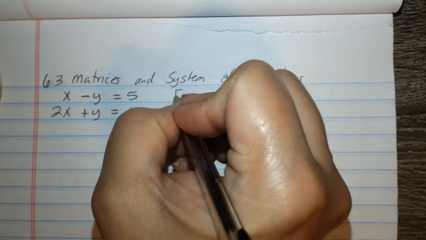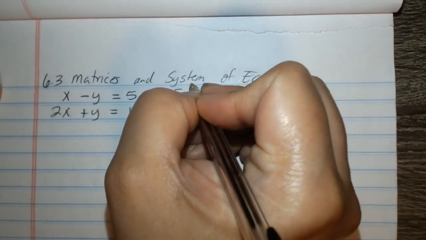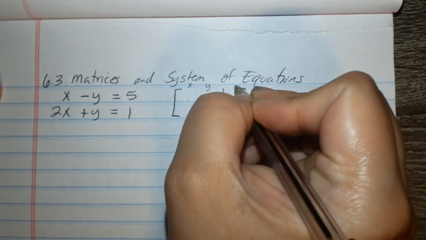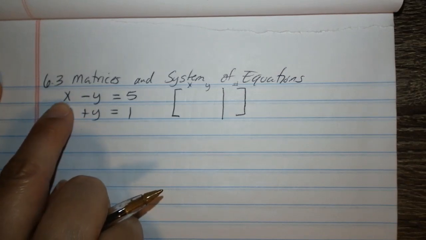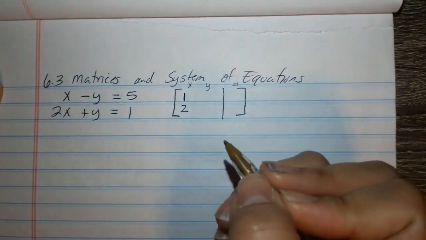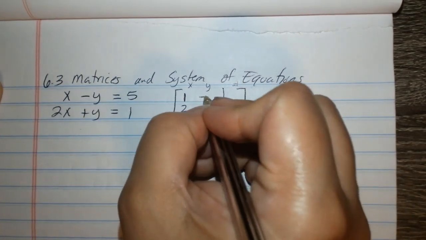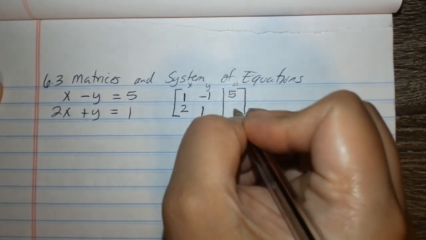When we do a matrix, the matrix is going to consist of a column of x's, of y's, and of your answers. So I'm just going to put a number there. I'm going to take my coefficients. X was 1 here. X was 2 here. Y is a negative 1. Y is a positive 1. And my answers are 5 and 1.